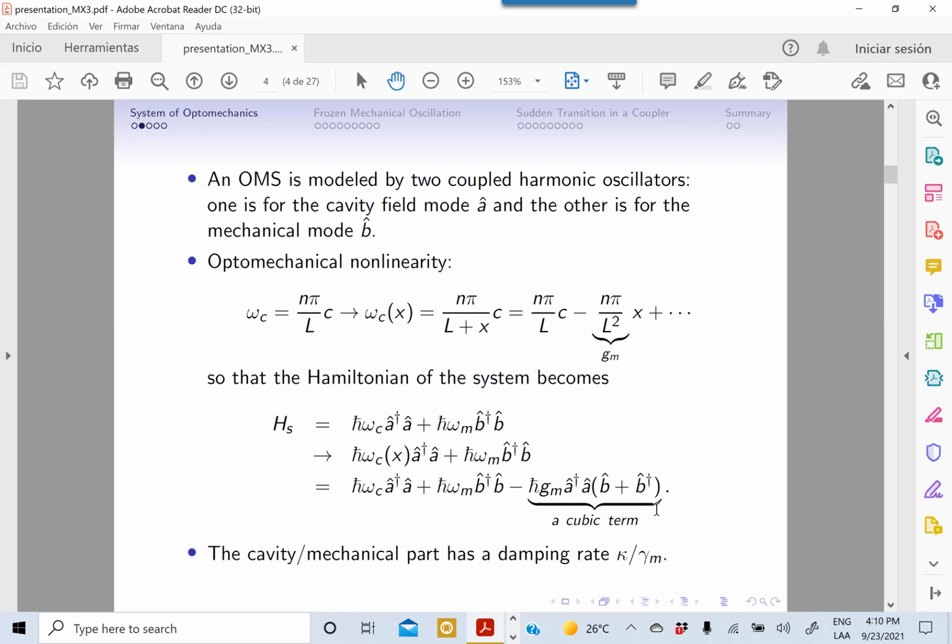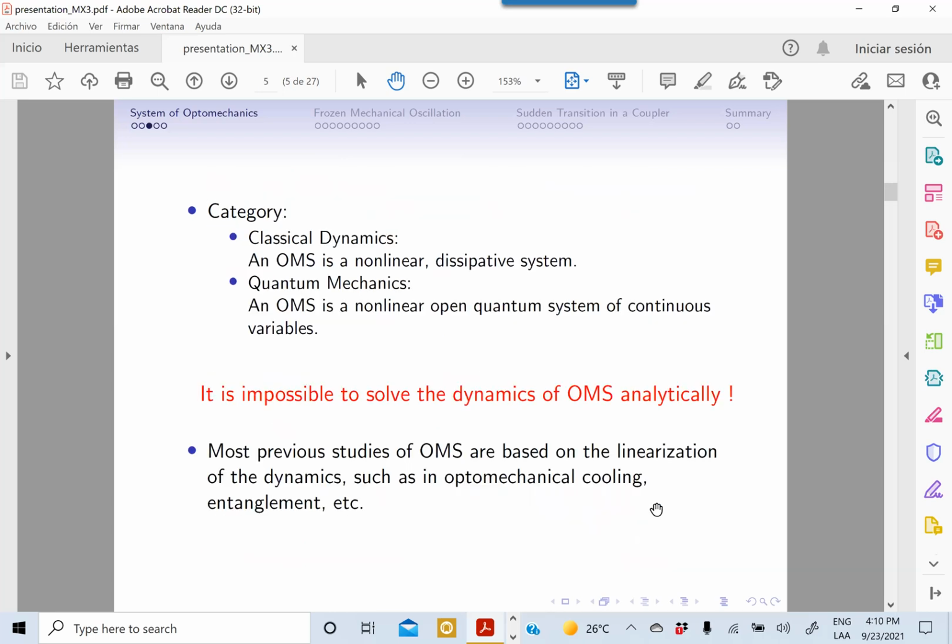Okay, so by category, an optomechanical system is a nonlinear dissipative system according to classical dynamics. Also, by the classification of quantum mechanics, an optomechanical system is a nonlinear open quantum system with continuous variables. Due to the limitation of human knowledge, it's almost impossible to solve such a system analytically, both in the classical way and in the quantum mechanical way. For example, if we want to solve the quantum dynamics of the optomechanical system by the master equation in the Lindblad form, the Hilbert space will be very huge, even if we want to solve it in a numerical way, by numerical simulation. Because why?